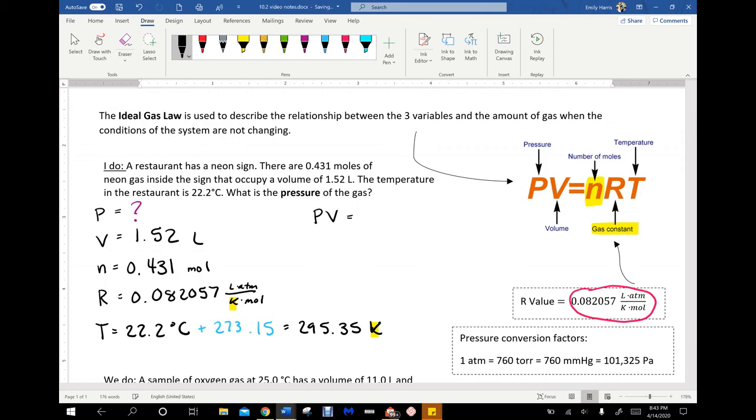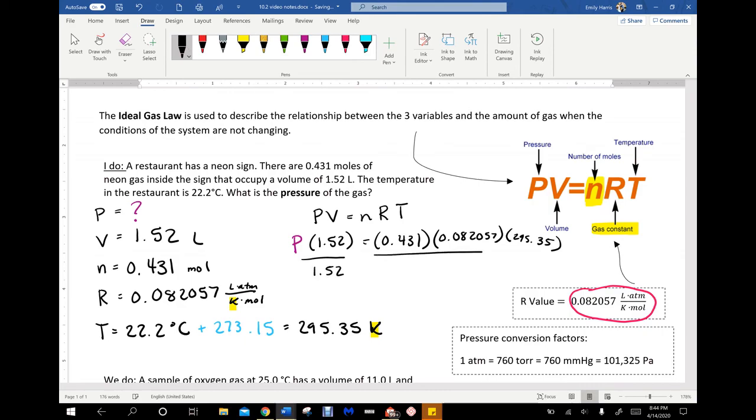We've got PV equals nRT. You'll sometimes hear people call this "pivnert." So if you hear that, that's what they're talking about. Kind of a funny name. We're looking for pressure. We know the volume is 1.52. We'll set that equal to the moles of 0.431 times our R value of 0.082057, and then times our temperature of 295.35 Kelvin. Then just like before, to get P by itself, we'll divide both sides by 1.52.